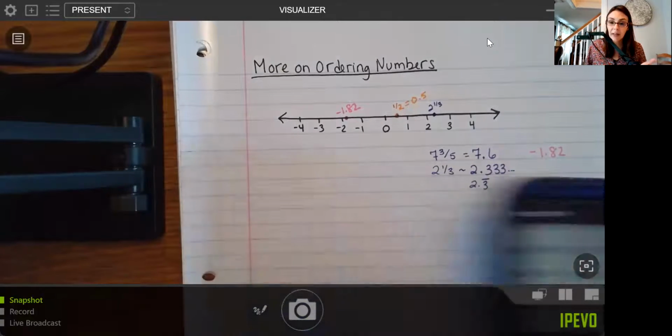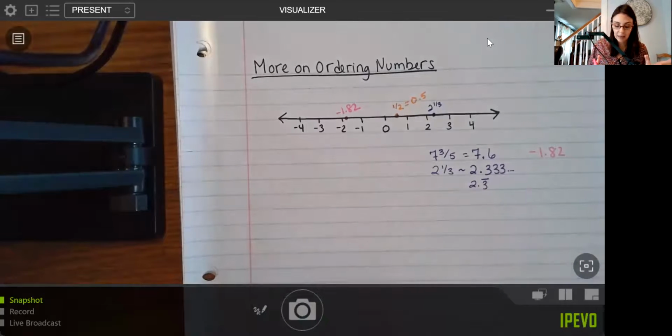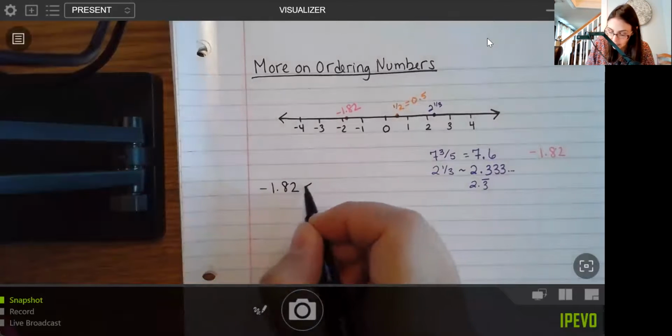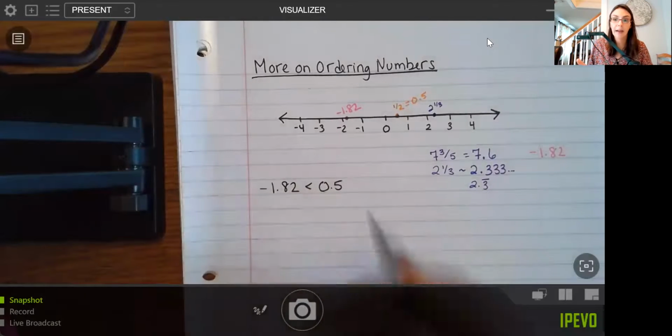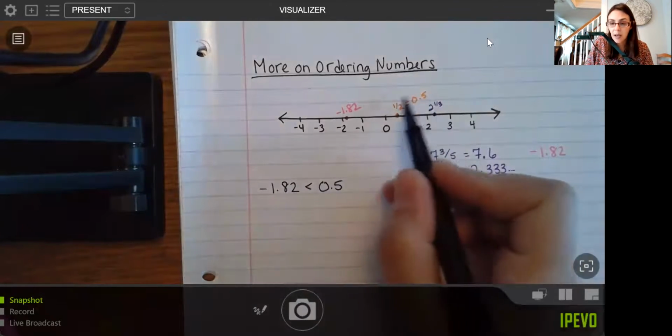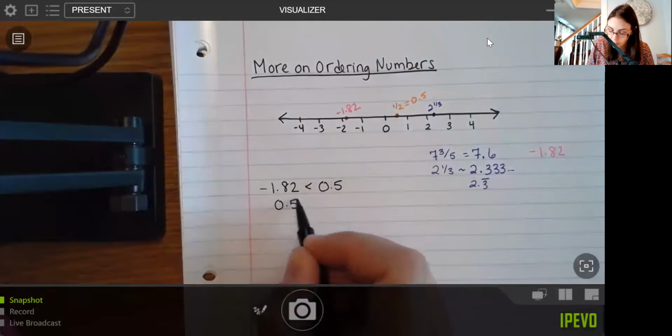Now, as you're comparing values, you still have that idea that positives are bigger than negatives. So for instance, negative 1.82 is less than 0.5 automatically because negatives are always smaller than positives. If you're comparing two values of the same sign, so for instance, two positives, then you can use that number line if you find it helpful.